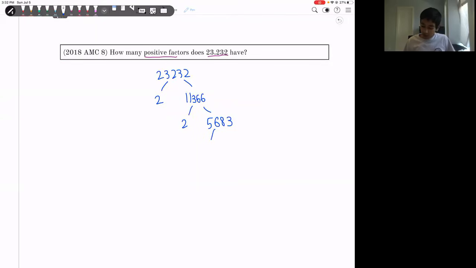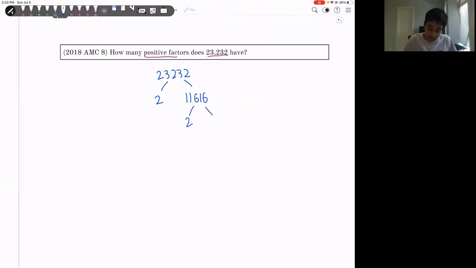Now let's look at the other prime factors you could possibly have here. Wait, when I checked, 23232 divided by 2 is equal to 11616. Sorry, I think I made a mistake there. Yes, so this should be 11616. Then we can divide by another 2.